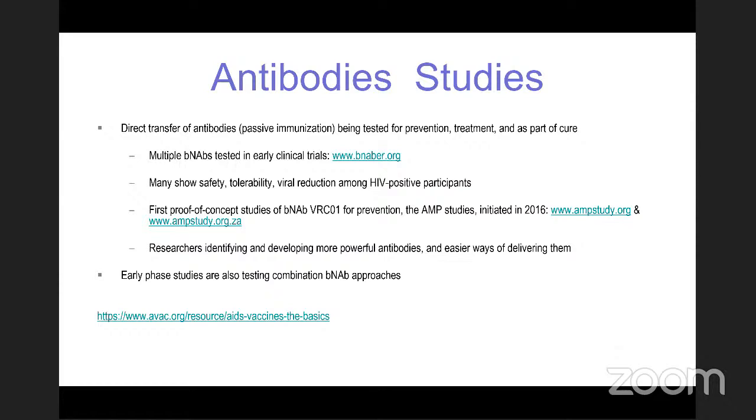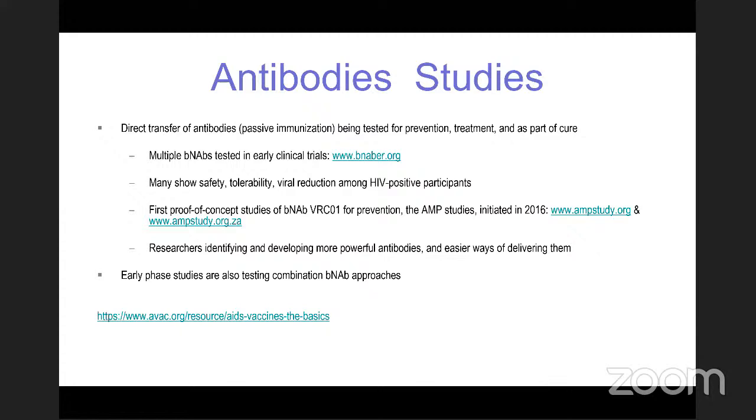Now, this is changing gears again. It's something new that's also coming, and you're going to hear about some of this research that's going to happen in Kenya, which is the use of antibodies. This is direct transfer of antibodies, and it's being used for both treatment and prevention. There are many studies happening, done either IV or subcutaneous, where one gets antibodies for about 2 months to see whether those would protect them from getting HIV.